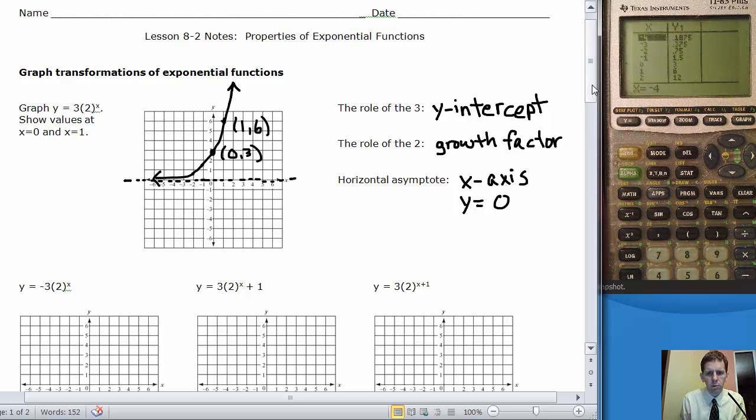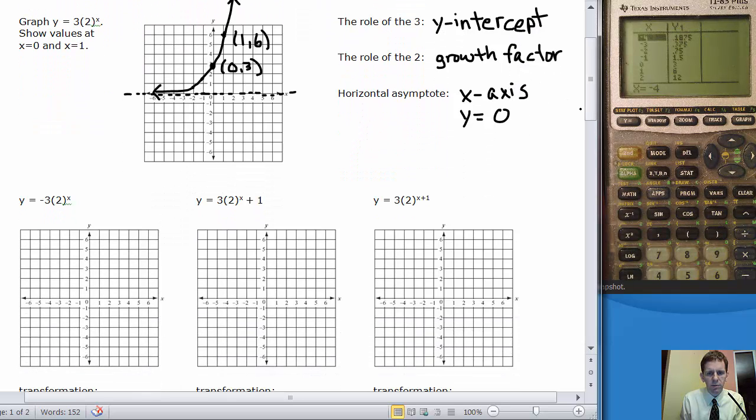As we look at our next few graphs, you'll notice that each of these graphs features a 3 and a 2 in it, similar to our original parent function, but there's going to be a little bit of a difference between each of these graphs and the original function.